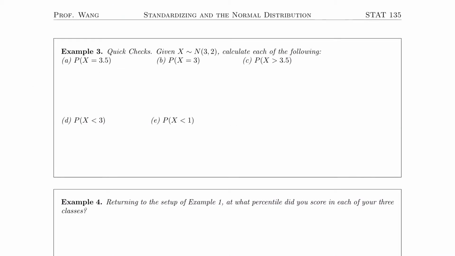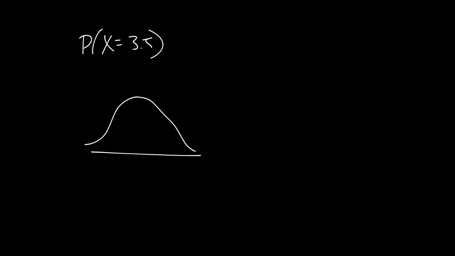Okay, so let's take a moment and go through some actual exercises just to make sure that we know how to apply this to some real questions. So I'm going to do this in a blank slide. For this first one, probability that x is equal to 3.5. So how do we figure this out? We're going to draw our normal distribution. It's going to be centered around 3. So let's imagine 3.5 is right here.